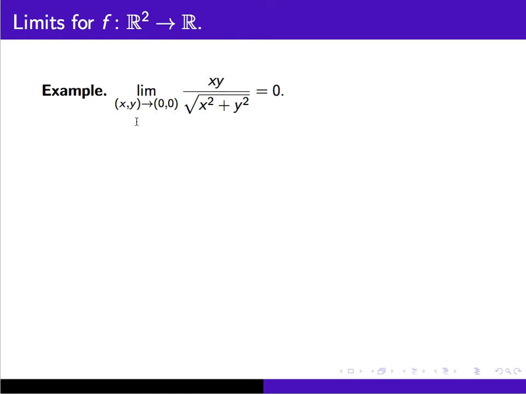So here's an example. Let's look at the limit as (x, y) goes to (0, 0) of xy over the square root of x squared plus y squared. And the claim is that this is 0 again. So given epsilon, we need delta. So let's work backward now in the example explicitly to see how we can produce delta in the way that I described a moment ago.